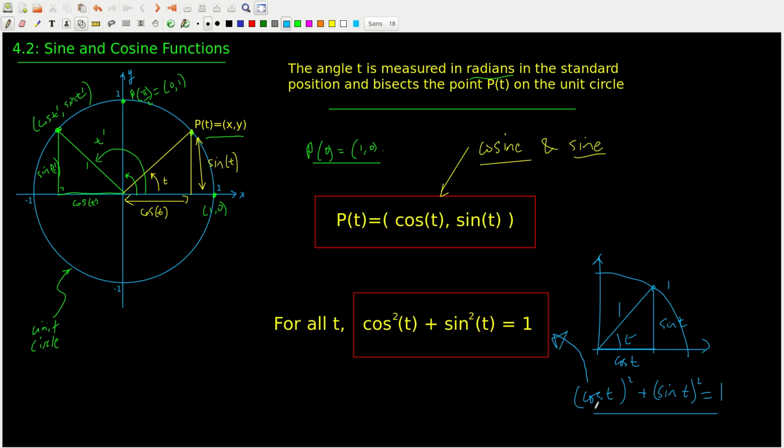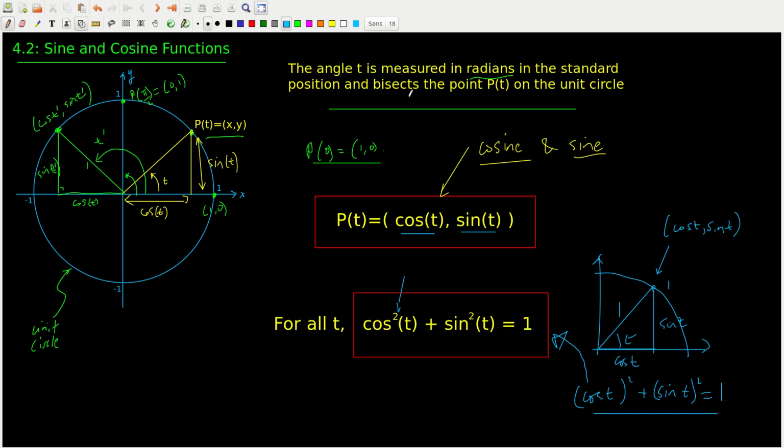And when we write this, instead of writing the parentheses and the squares, we usually put the squared in here. But this means cosine of t all squared. And cosine of t is just the x-coordinate of the point. Sine of t is just the y-coordinate of the point that lives there. So the coordinate of this point is cosine of t, sine of t.